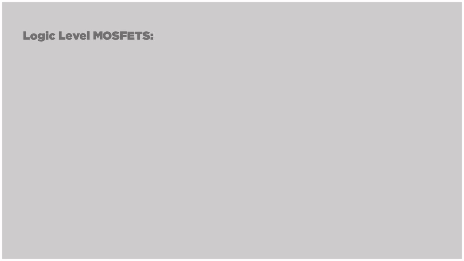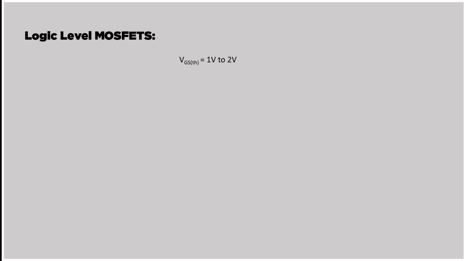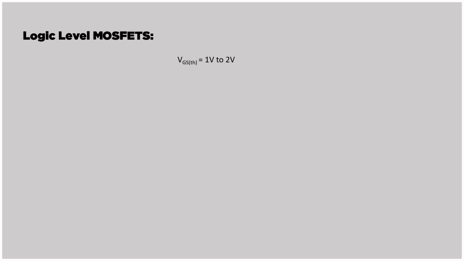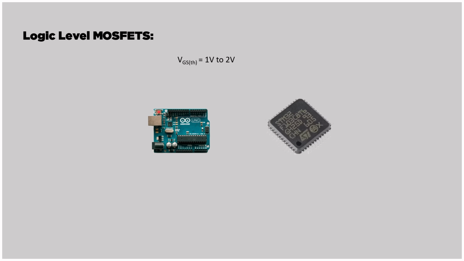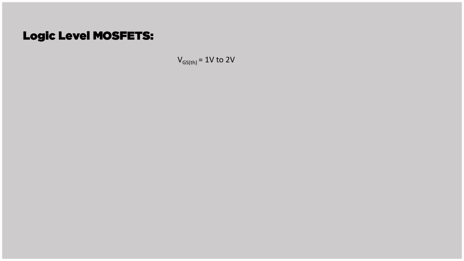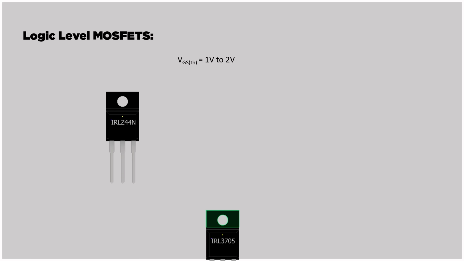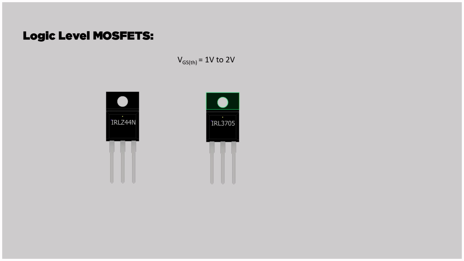Now, there are logic level MOSFETs which have their VGS-TH at around 2 volts max, which makes it okay for them to be powered directly by the Arduino or microcontrollers, since they can supply up to 5 volts, and some of them are the IRLZ44N, the IRL3705, and the IRL540N. The easiest way to spot these transistors is by the L written in their part number. So once we see an L in the part number, we know these are logic level MOSFETs.